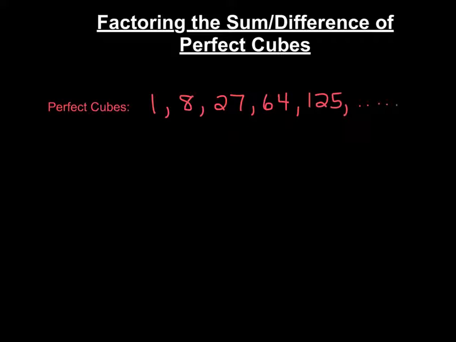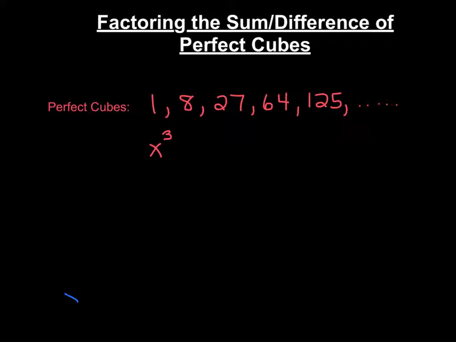Now, we can also talk about variables that are perfect cubes. So our first variable perfect cube would be x cubed, because x times x times x is x cubed. So the cube root of x cubed would be x. So let's take a look at the next one.